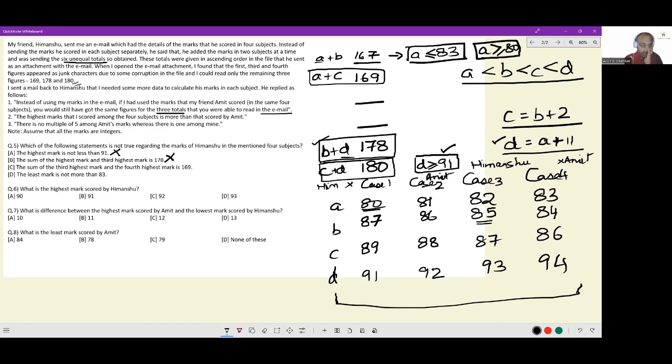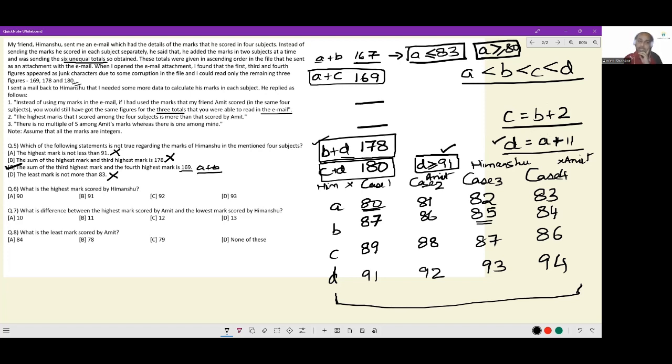This is gone. The sum of the third highest mark and the fourth highest mark is 169. Third highest mark and fourth highest mark is A plus B. A plus B was 167. They are saying 169, which is incorrect. So this has to be the answer. Last option. The least mark is not more than 83. That is always true. So this is also gone. The answer to the fifth question has to be option C.